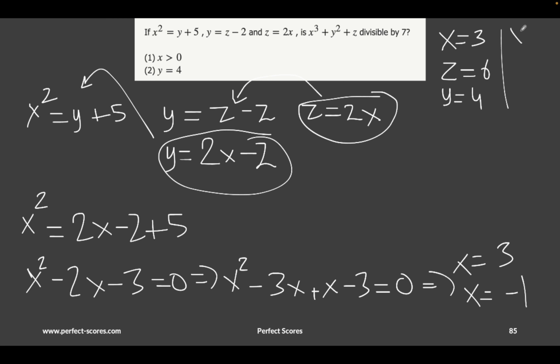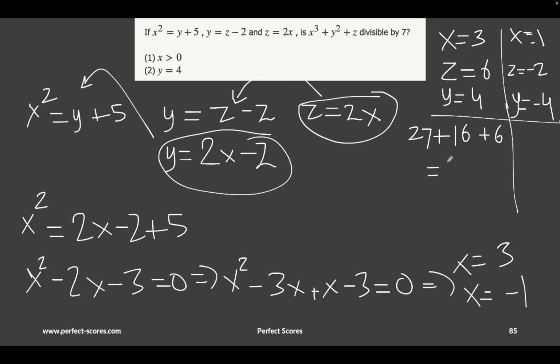So the question is asking us, is this number divisible by 7? Let's just figure it out. So in this particular case, x cubed is 27, y squared is 16, and z is 6. So that gives me 27 plus 16 plus 6, which is 49. So that makes it divisible by 7. In the other case, it is -1 plus 16, which is y squared, plus z, which is -2. So that gives me 13, which is not divisible by 7.